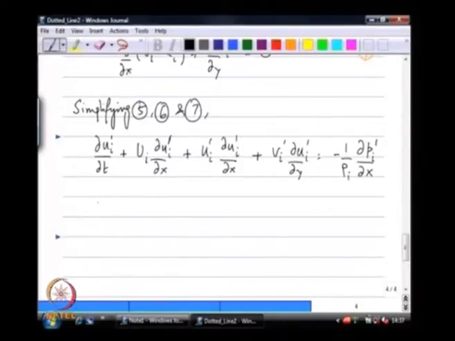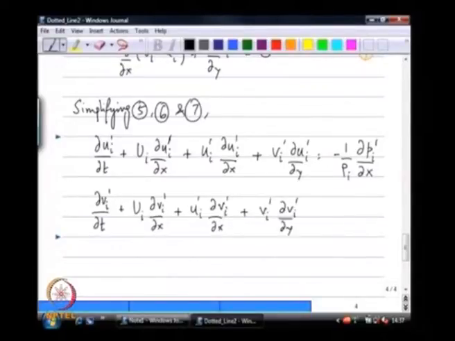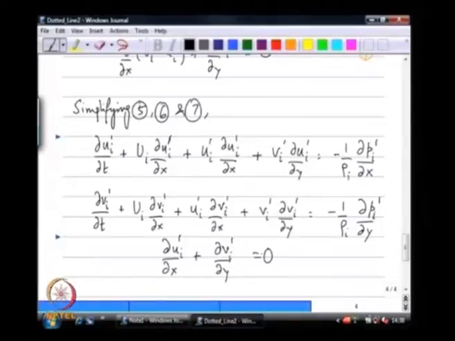So, what do I find here? I can write the other one as well, d Vi prime dt plus Ui d Vi prime dx plus Ui prime d Vi prime dx plus Vi prime d Vi prime dy equals minus 1 over rho i d pi prime dy. The last term is simply d Ui prime dx plus d Vi prime dy equal to 0.